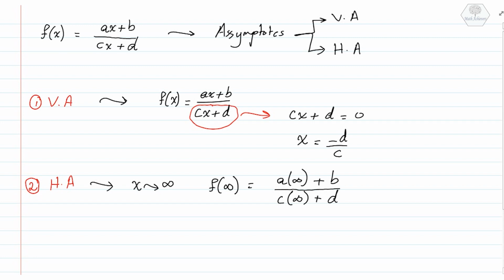Since the constant b won't affect the infinity, we have a times infinity in the numerator. In the denominator as well, the constant d won't affect the infinity, so we have c times infinity. The infinity with the infinity will cross out, so my horizontal asymptote is y equals a over c. Simply the coefficient of x in the numerator over the coefficient of x in the denominator.